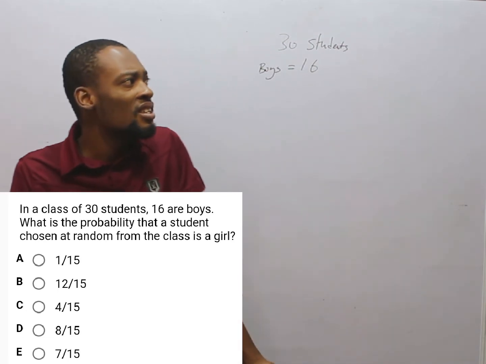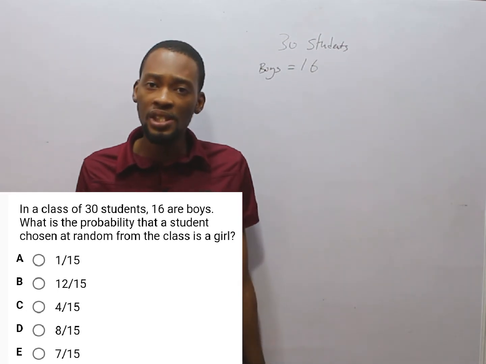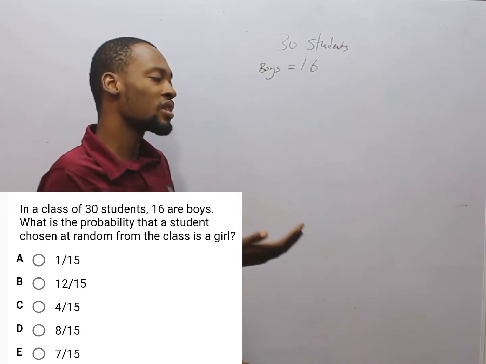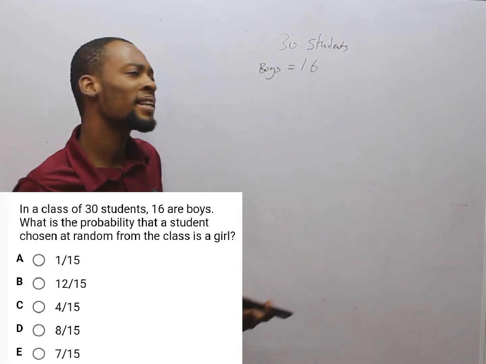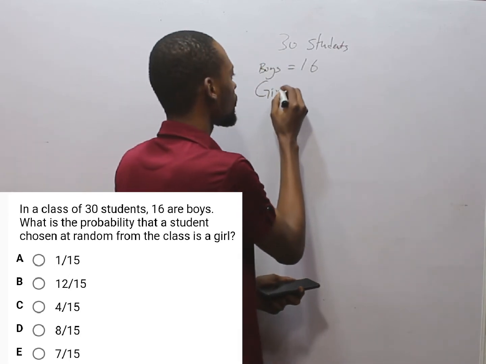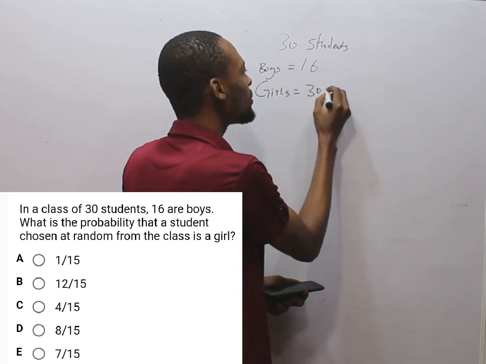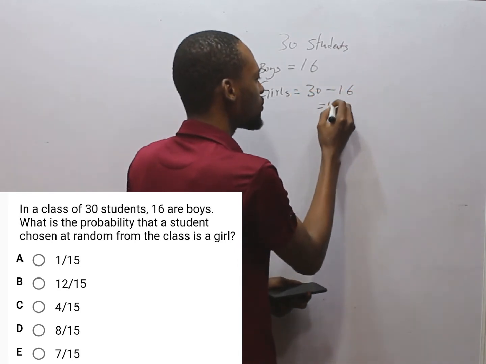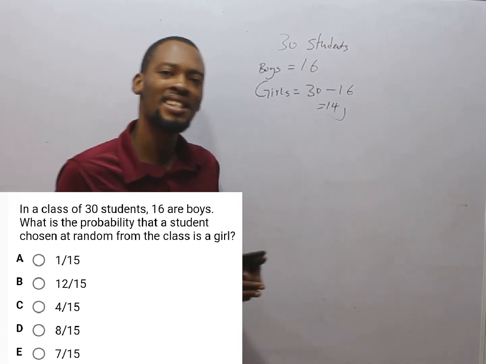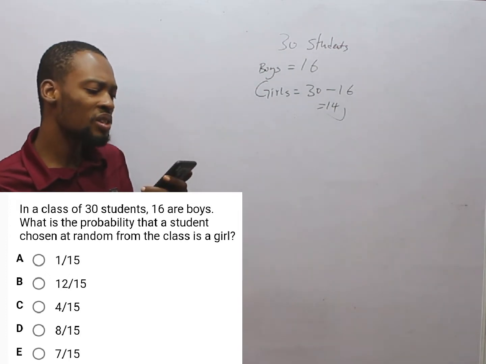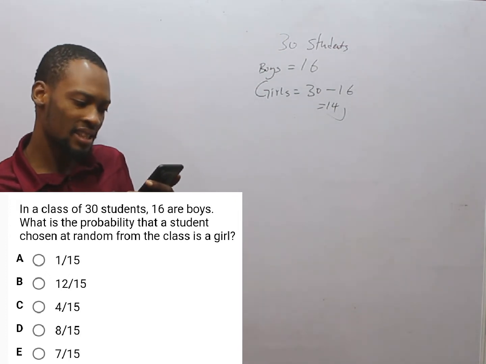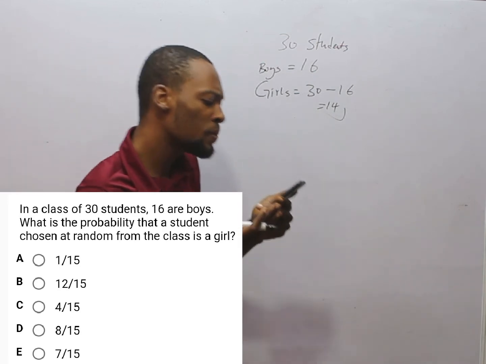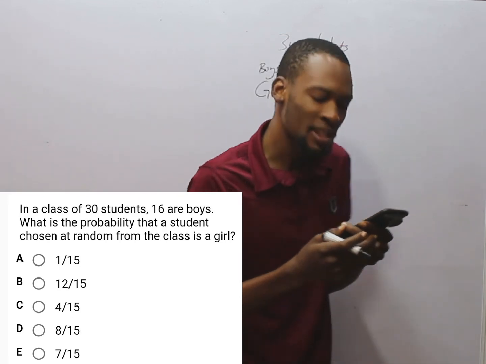So obviously, they've already given us the things we need. They've given us the total number of students and boys. The girls will simply be total students minus the number of boys. That is 14. So we have 14 girls in the class. But the question did not say we should find the number of girls. It says, what is the probability that a girl is picked?